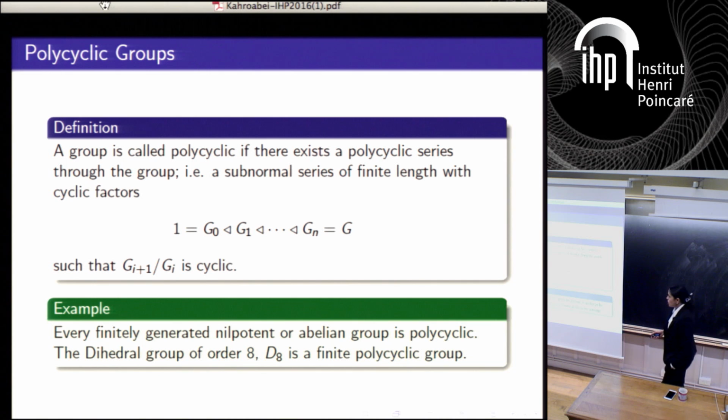So there are examples. For example, every finitely generated nilpotent group or every finitely generated abelian group is polycyclic, or if you're familiar with the dihedral group of order 8, this is a finite polycyclic group. Does it have to be finite, the ratio? No, it could be finite or infinite cyclic. And that's actually what we consider. If you count the number of those that are infinite cyclic, there is a name attached to it, they call it Hirsch length. It's like how many copies of Z this group includes. And it's an invariant of the choice of the series.